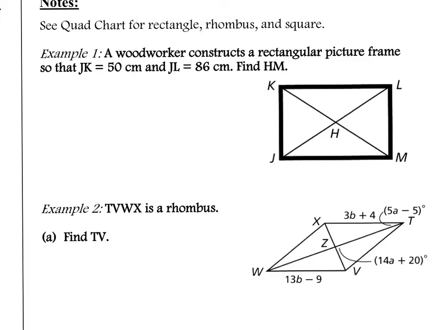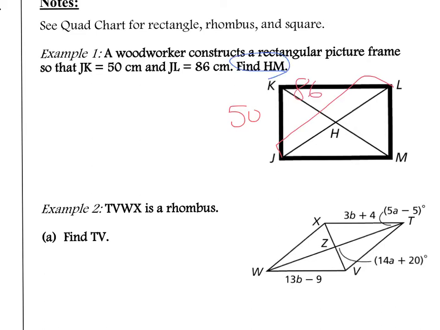So for 6.4, I'm going to tell you whether the figure is a rectangle, a rhombus, or a square, and then you're going to use the properties that are on your quad chart to tell me what other information you can know based on that. So for example 1, we have a rectangular picture frame. On your quad chart, you'll want to go down to the rectangle section and look at all those properties there. So JK is 50, and JL, this whole diagonal, is 86.